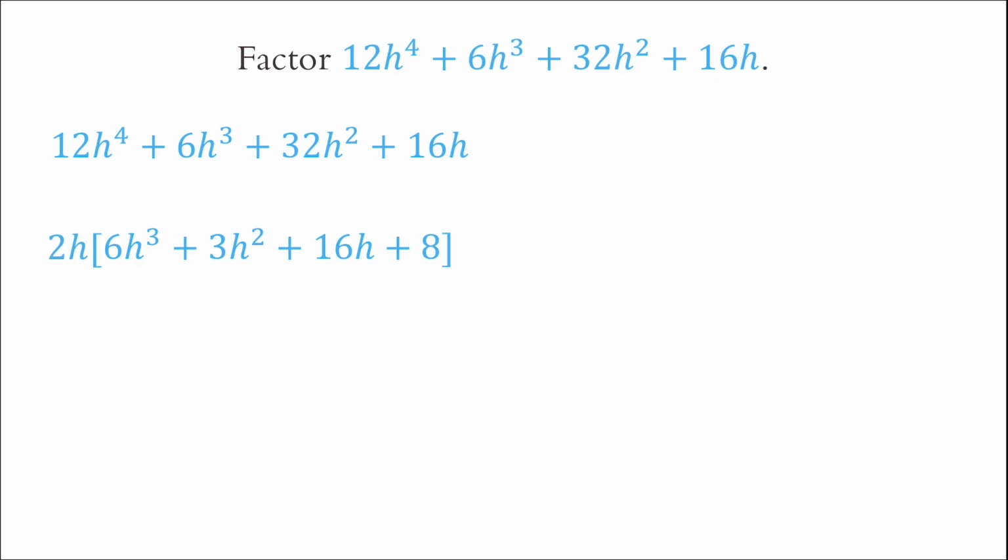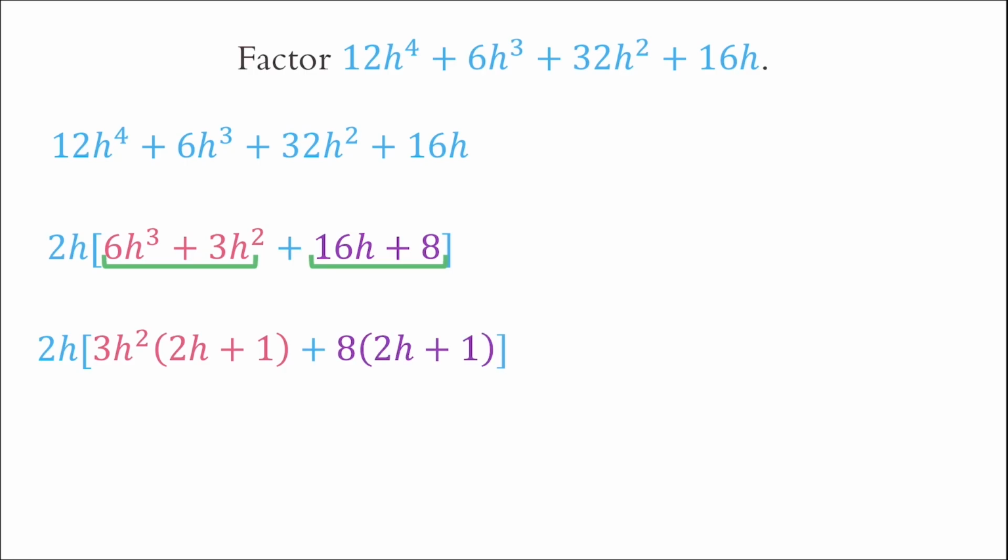Since we have 4 terms, we'll want to factor by grouping. We'll group our first two terms and our last two terms and pull the GCF out of each pair. The greatest common factor of 6h cubed plus 3h squared is 3h squared, so we get 3h squared times 2h plus 1 for the first group. The greatest common factor of 16h plus 8 is 8. So we get 8 times 2h plus 1 for the second group. Perfect! The parentheses in each group match, which is what we want.